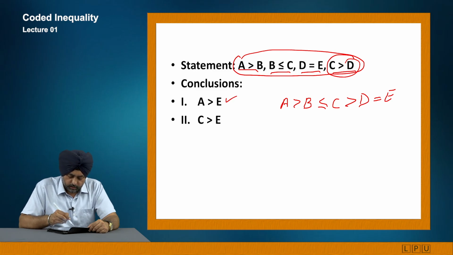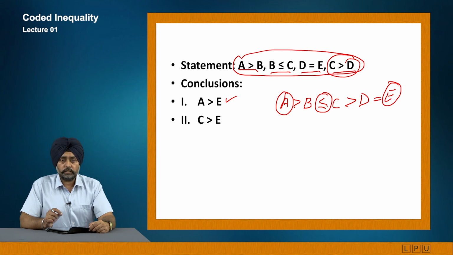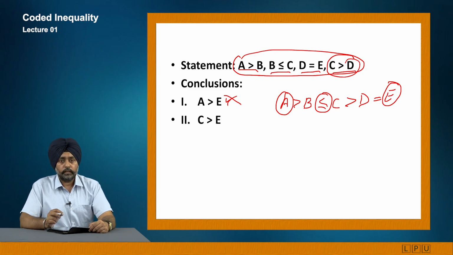Now you can very well see between A and E, once the sign has reversed, two signs are towards the left side, but one sign is towards the right side. So as already discussed, if the signs between two numbers are reversed, you cannot establish any relationship between them. So you don't know the relationship between A and E.